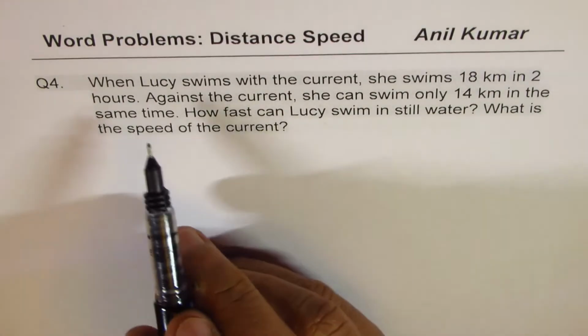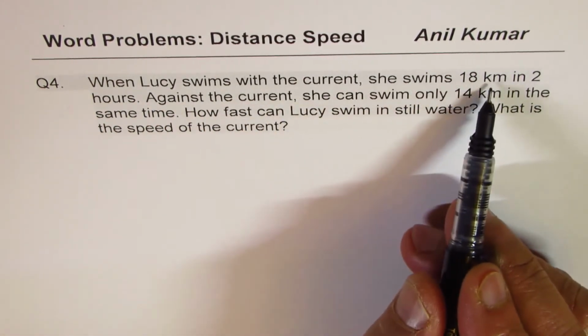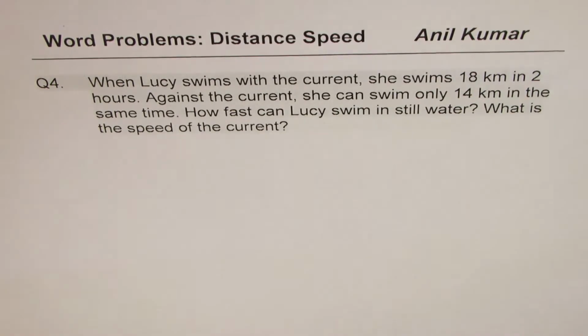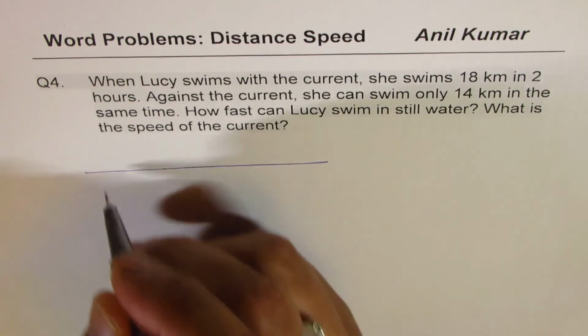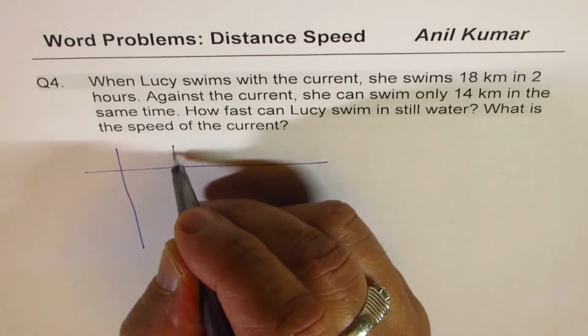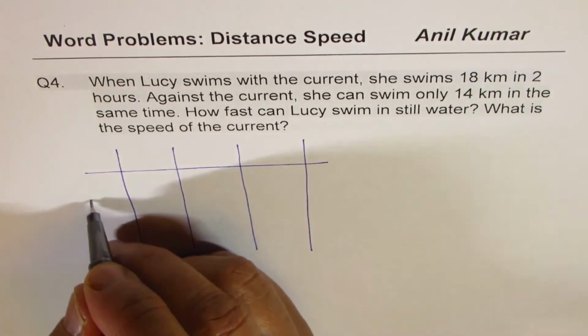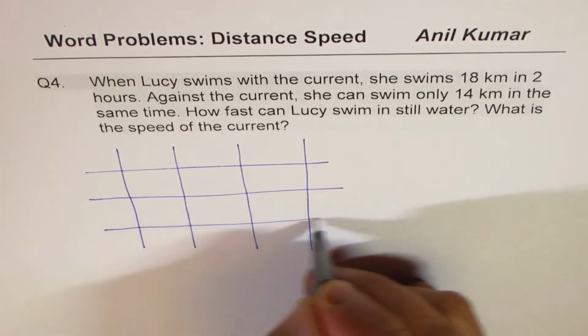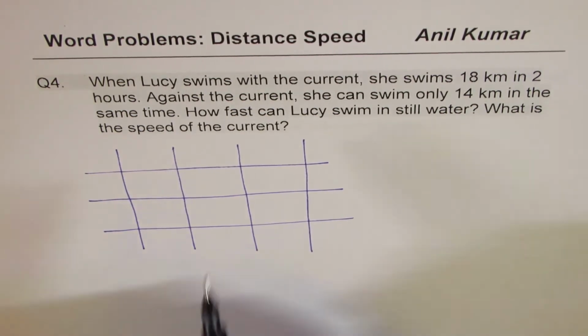It says, when Lucy swims with current, she swims 18 kilometers in 2 hours. So this is a case when we are talking about swimming against current and with current. Is it okay? It is that kind of a case, just as we did by plane, against wind and with wind. It's very similar. You can actually pause the video and answer it similar to our first question.